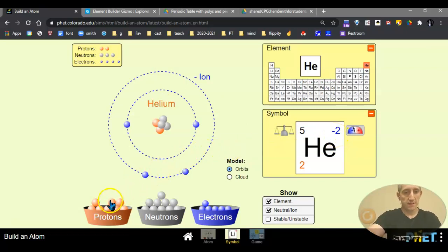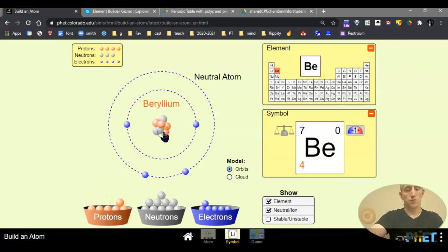Now I can neutralize this. Neutral charge. Now I have 4 protons, 4 electrons. Notice it's no longer helium. I switched from helium, 1 extra proton gave me 3 protons, to lithium, and now I have my 4th proton in there, which is beryllium. So my atomic number has changed to 4, and now my charge is back to neutral, and my total here is a neutral atom.